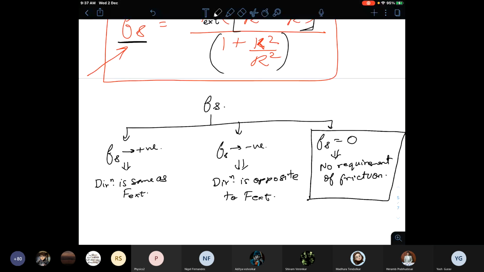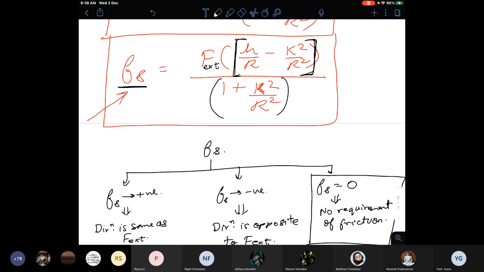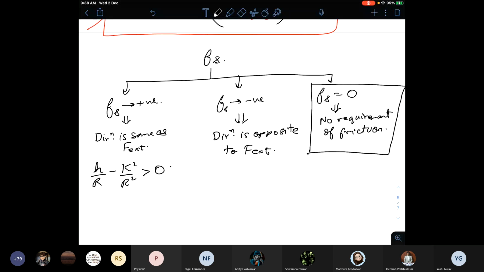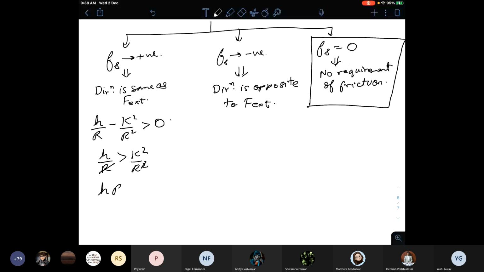Okay, so let's see the criteria. We will take a note in the last also. In the final, I will make you write it as a note that friction is not a requirement. Okay. So first, let's see the criteria. Static friction is positive. Static friction is positive means what? That this factor, h by r minus k square by r square, is greater than 0. So h by r is greater than k square by r square. R will get cancelled. So this becomes h into r is greater than k square. Whenever h into r is greater than k square, then your friction is in the positive direction.